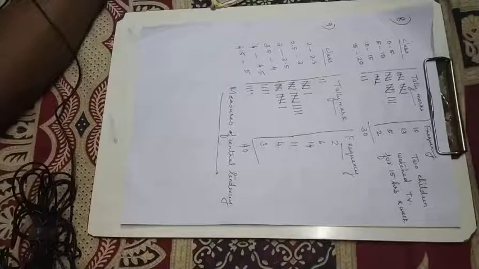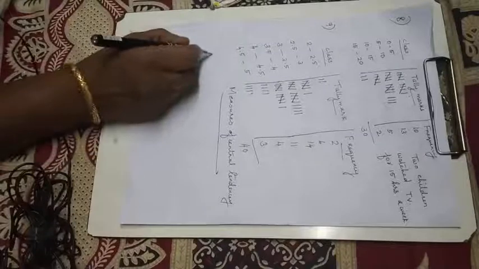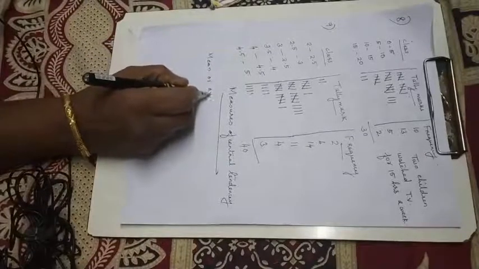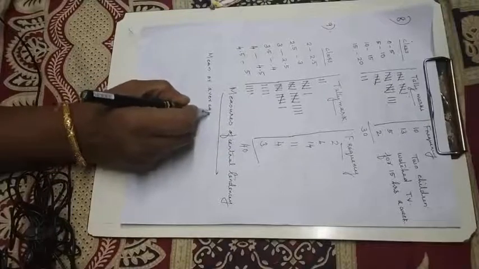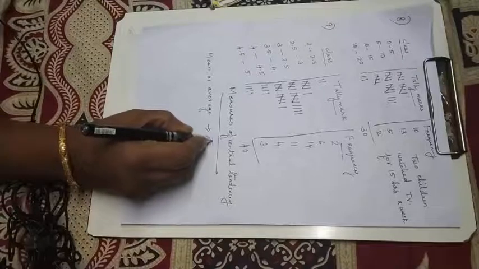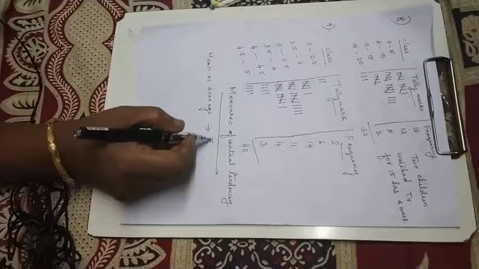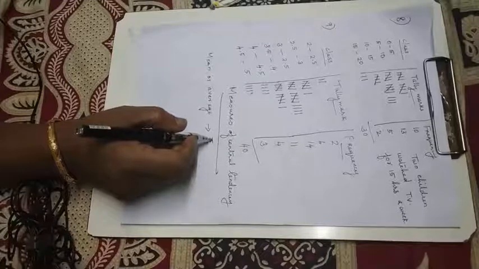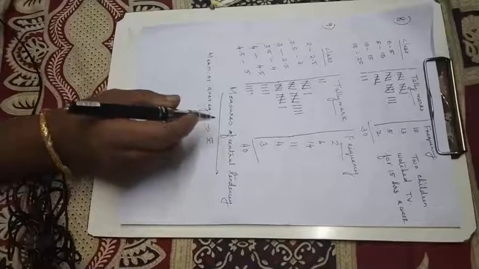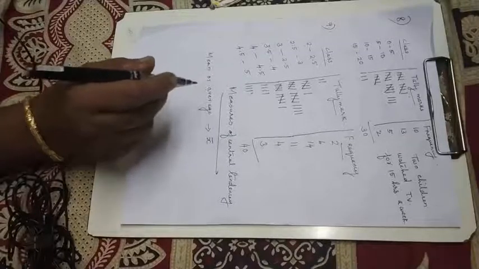So mean or average is represented by x bar, x with a line over it, like this. It is read as x bar. That means mean of the observations.